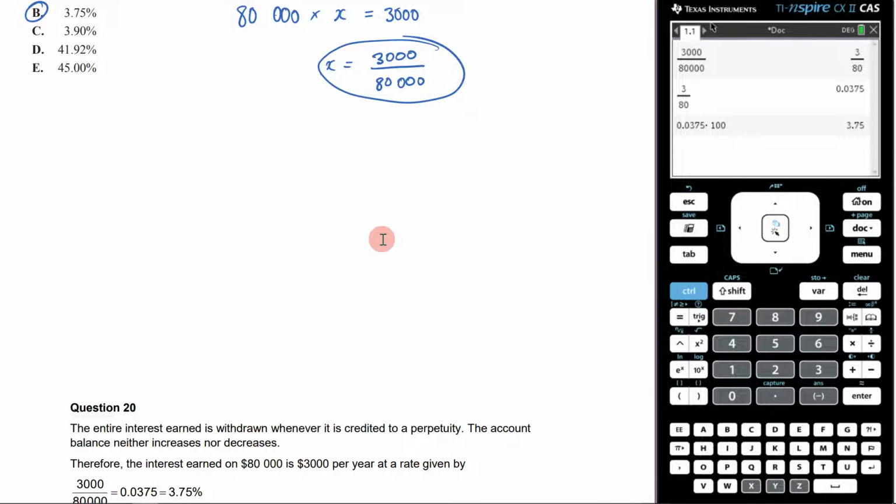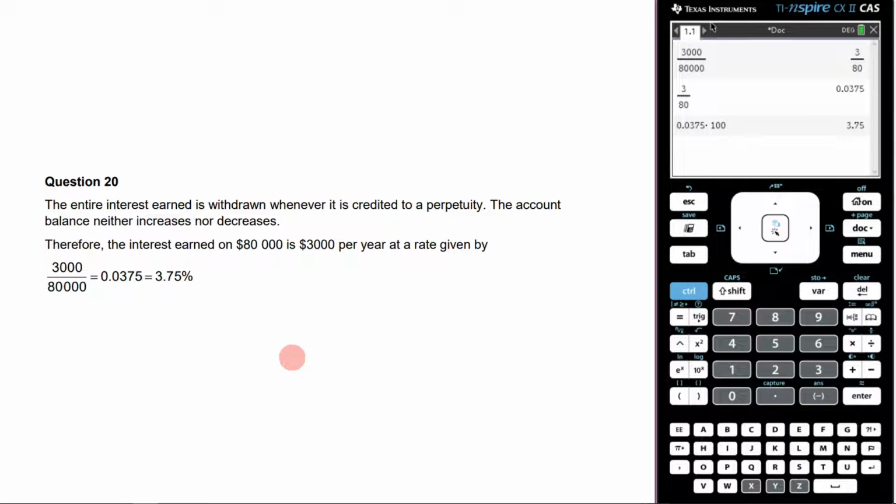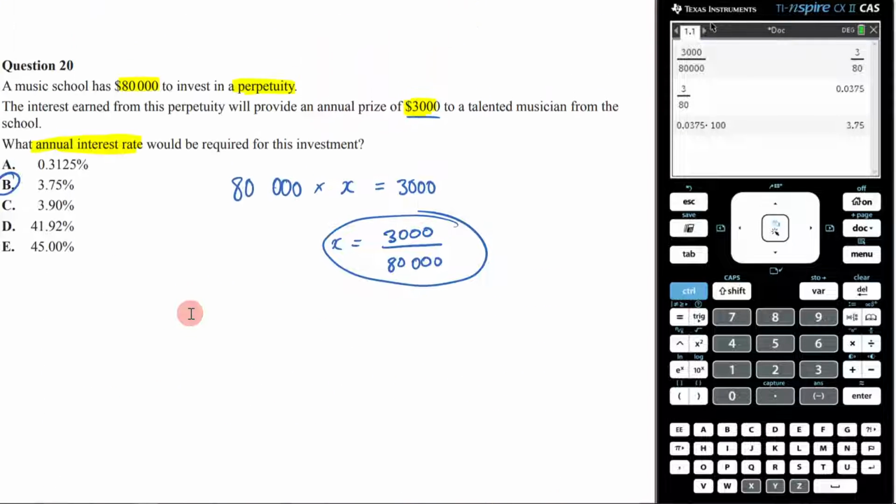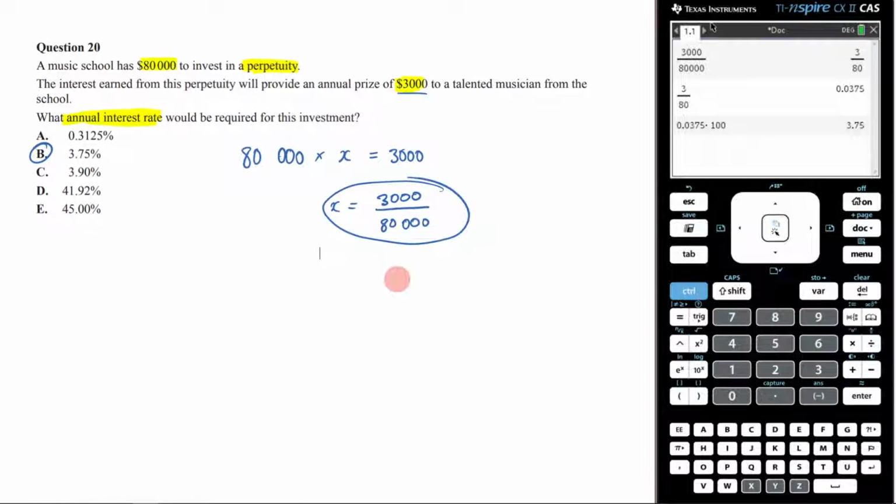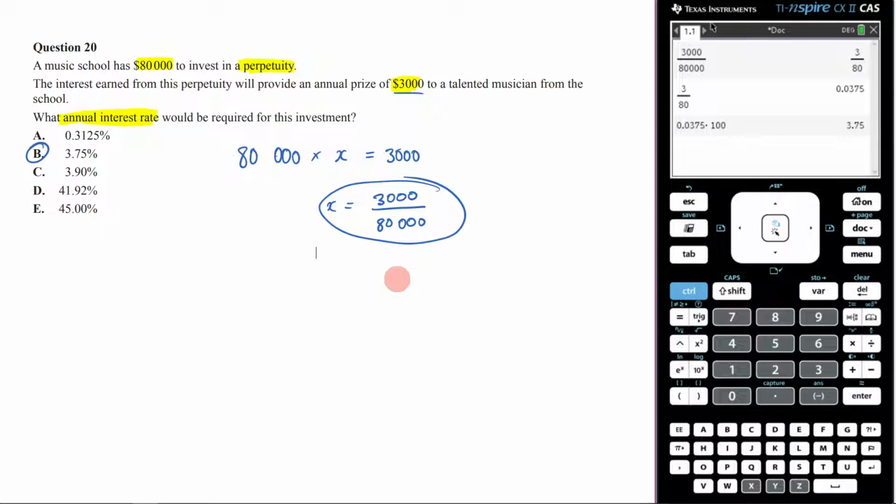And that's exactly what our examiner's report tells us here. The entire interest earned is withdrawn whenever it is credited to a perpetuity. The account balance neither increases nor decreases. Therefore, the interest earned on 80,000 is 3,000 per year at a rate given by 3,000 over 80,000, which is this. So that's how you do it. So that is the quickest and most efficient way of answering that question. And of course, you should be aiming to do these things in the quickest and most efficient way.